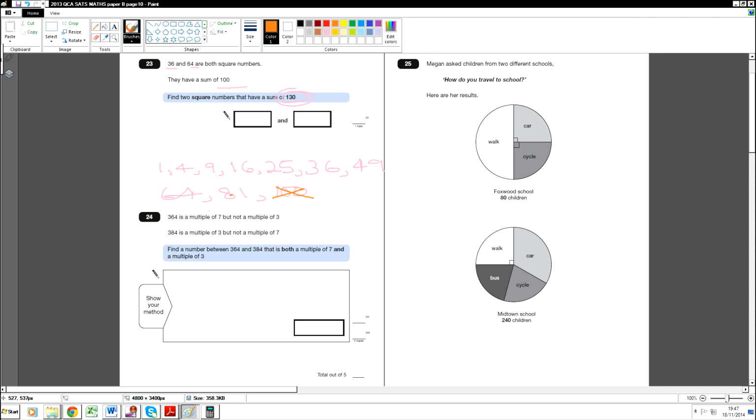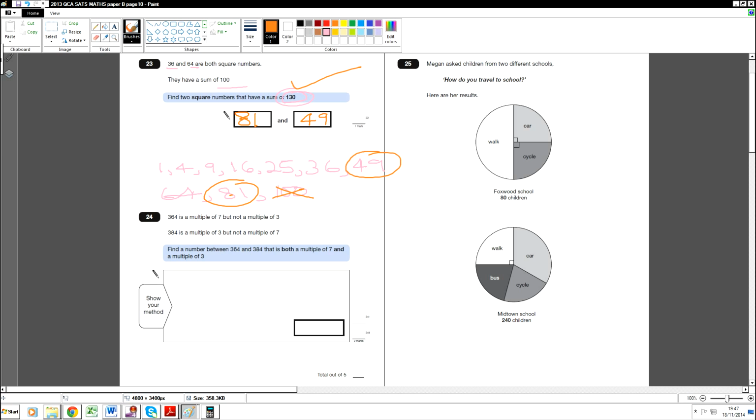Okay, if you use 81, how much more would you need with 81 to make 130? Work it out on the calculator. Do 130 minus 81. Those who have a calculator, what's the answer? 49. There we go. So we can have this one and that one. So 81 add 49 will give us 130. Well done.